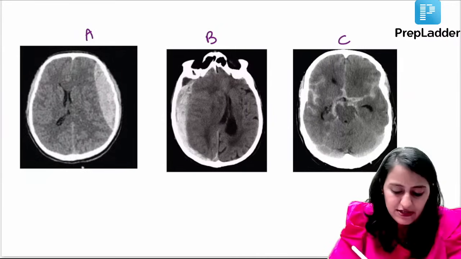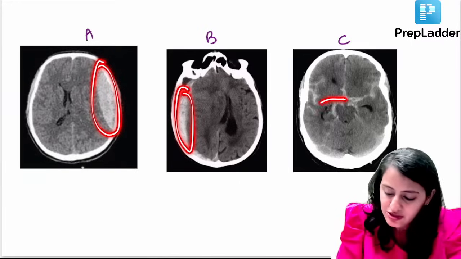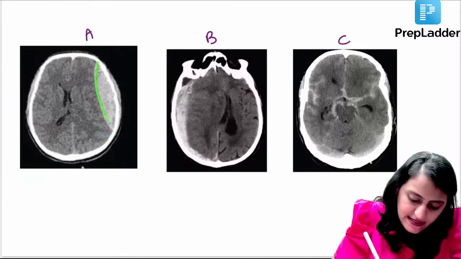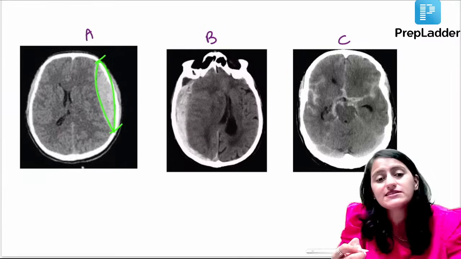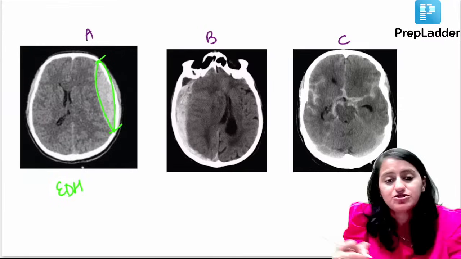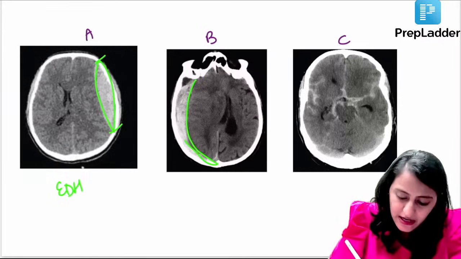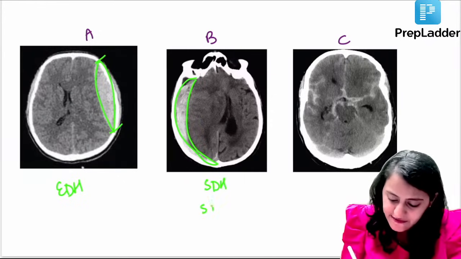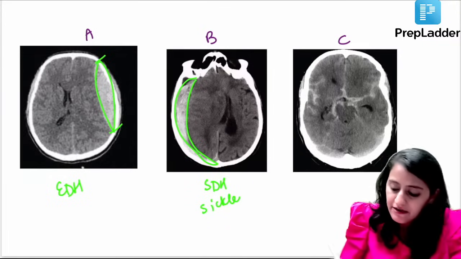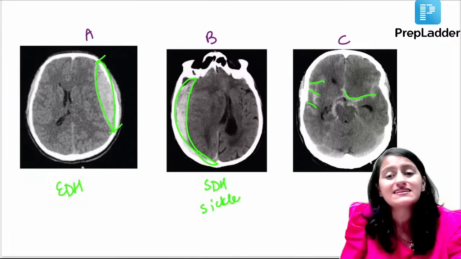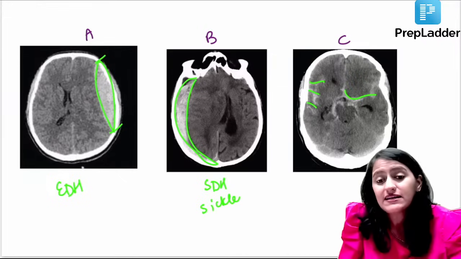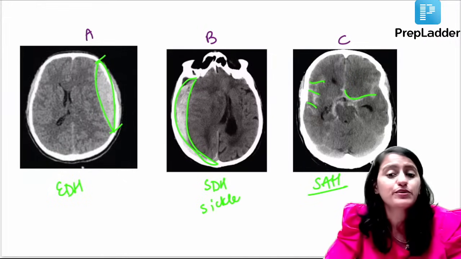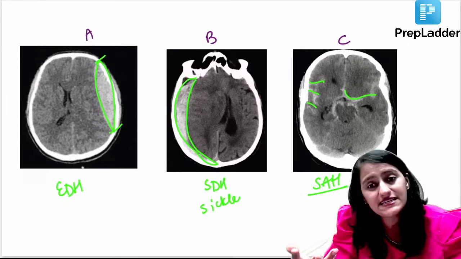All of these are hemorrhages. White hemorrhage, white hemorrhage. This is the white hemorrhage. What kind of hemorrhages are these? If it is biconvex, not crossing the sutures, it is EDH. If it is sickle shape, concave shape, crescent shape, that is SDH. S for S, sickle shape. If it is in the sulcal spaces, in the cisterns where CSF should be there, that is subarachnoid space. So this is subarachnoid hemorrhage, occupying the CSF wala space.